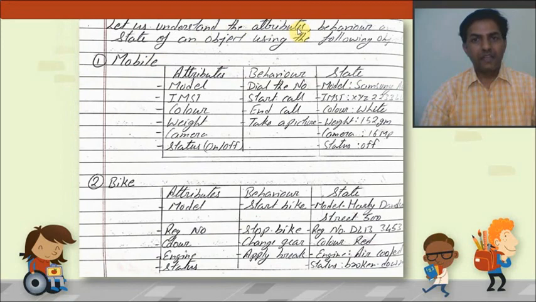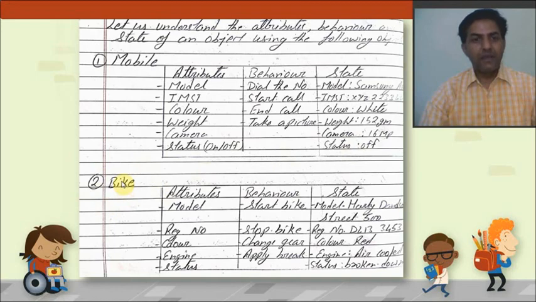Now, let us understand the attributes, behaviors, and state of an object using the following objects. Like mobile phone, its attributes are model, IMSI, color, weight, camera, status. Behavior is it can dial the number, start call, end call, take a picture. State is model, that is Samsung A6, IMSI XYZ223344, color white, weight 152 gram, camera is 16 megapixel, status is off.